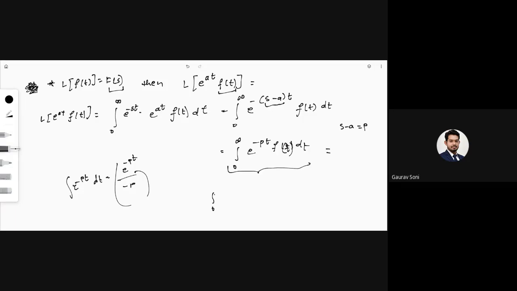Integral 0 to infinity e to the power minus st f of t dt. What is this equal to? Taha Sheikh? Yes, sir. What is this equal to? E to the power minus st f of t dt.